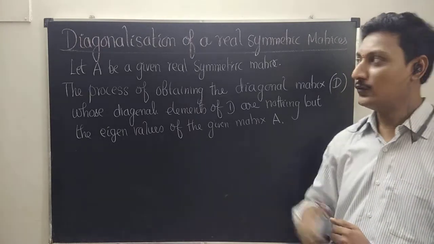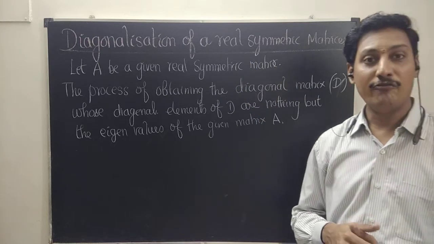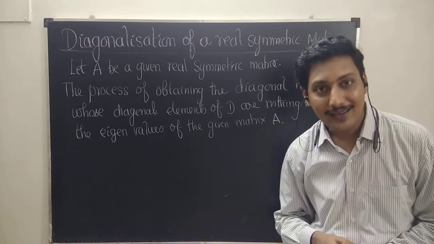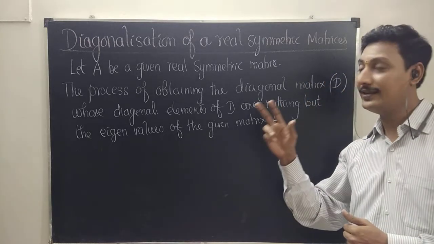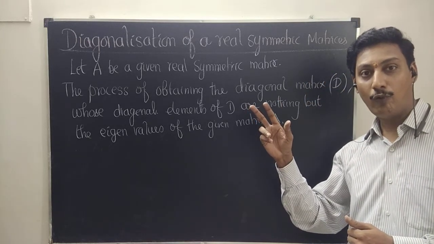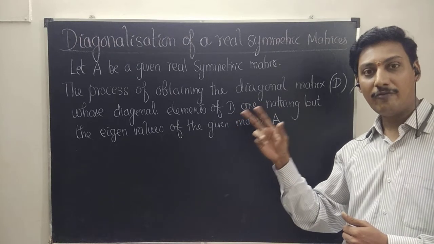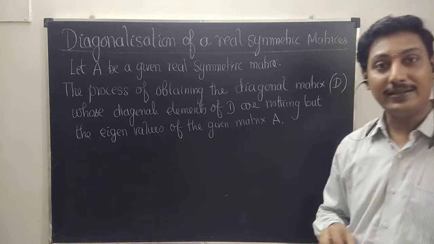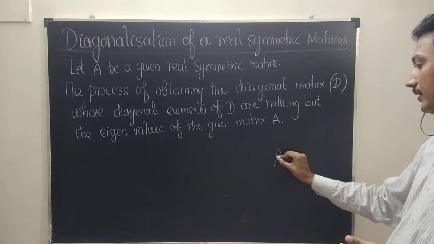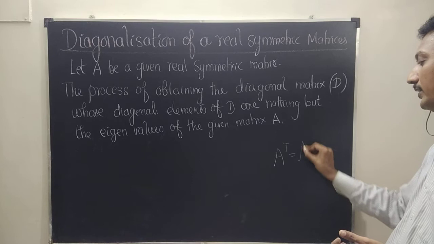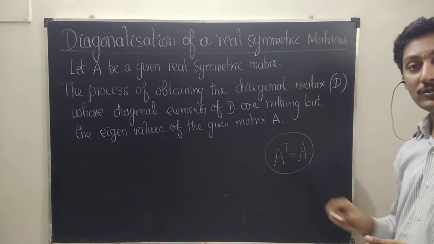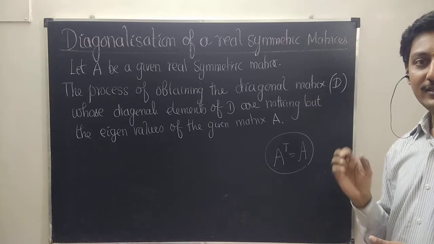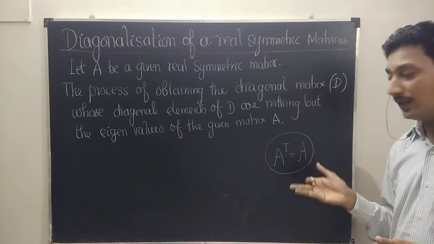Okay. So, diagonalization of a real symmetric matrix. This technique works only for a real symmetric matrix. When we say that the matrix is symmetric, the transpose of the matrix is equal to A. A matrix whose transpose is equal to A is called a symmetric matrix. And they are called real because the elements of the given matrix are real.